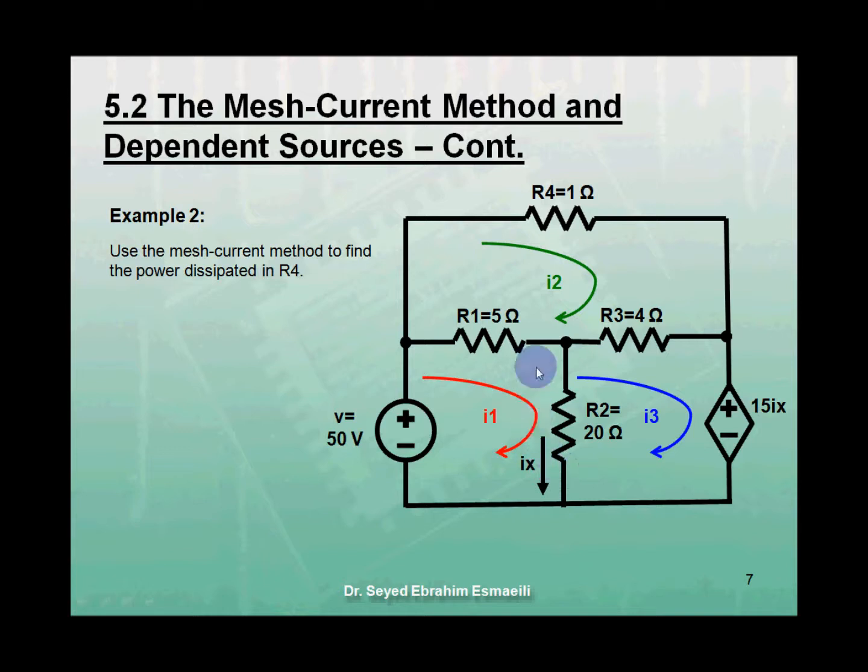The second equation is found by applying KVL on the second mesh, where we get R1 times (I2 minus I1) plus R4 times I2 plus R3 times (I2 minus I3) equals 0. The third equation, by applying KVL on the third mesh, we get R2 times (I3 minus I1) plus R3 times (I3 minus I2) plus 15Ix equals 0.